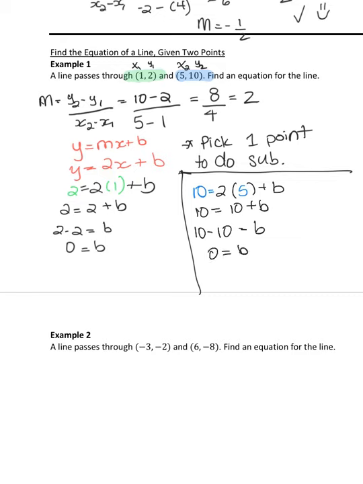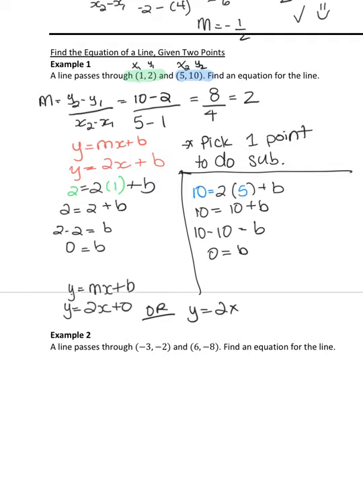Okay. So my very last step, and you don't have to show me that both work. I'm just showing you in this example. So now I'm going to fill in my equation of a line. So my mx plus b, I'm going to leave my y, replace my m with 2x plus 0, or we know that this is the same as saying y equals 2x. Okay?